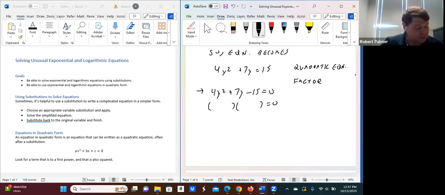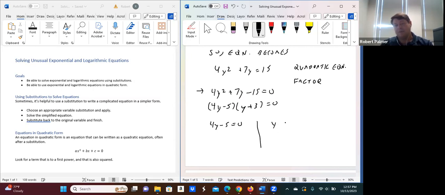If you factor it, this is going to become 4y minus 5 times y plus 3. If you're unsure, always multiply it back through to make sure you get the same thing. Now remember, in factored form, we set each factor equal to 0. So we have 4y minus 5 is equal to 0, and then y plus 3 is equal to 0. If you solve this, you'll have y is equal to 5/4 and y is equal to negative 3.